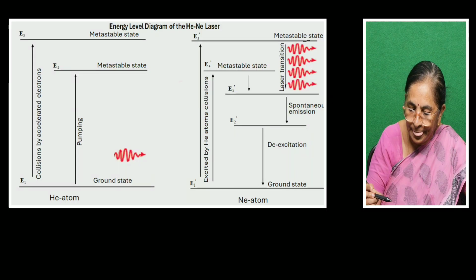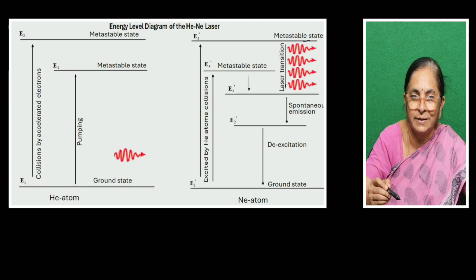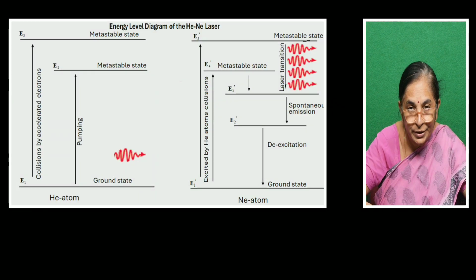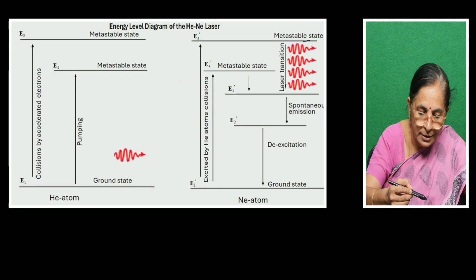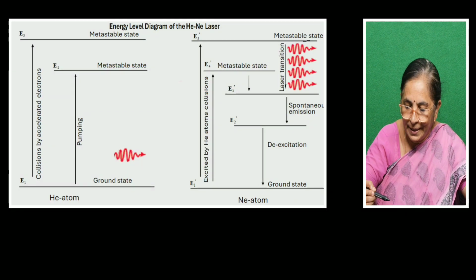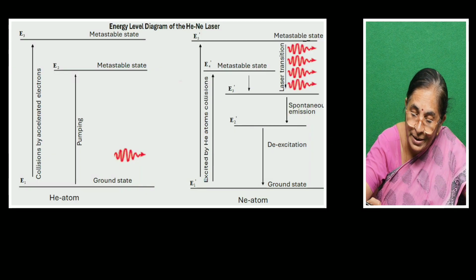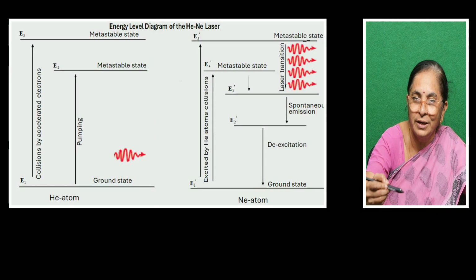So neon atoms from the ground state E1' jump straight to E4' and E5'. E4' and E5' are metastable states. Because we have two different elements here, we represent the energy levels of neon as E1', E2', like that. So when helium atoms come to the ground state, they share the energy with the neon atoms, and the neon atoms get excited by the helium atom collisions and jump to E4' and E5'.